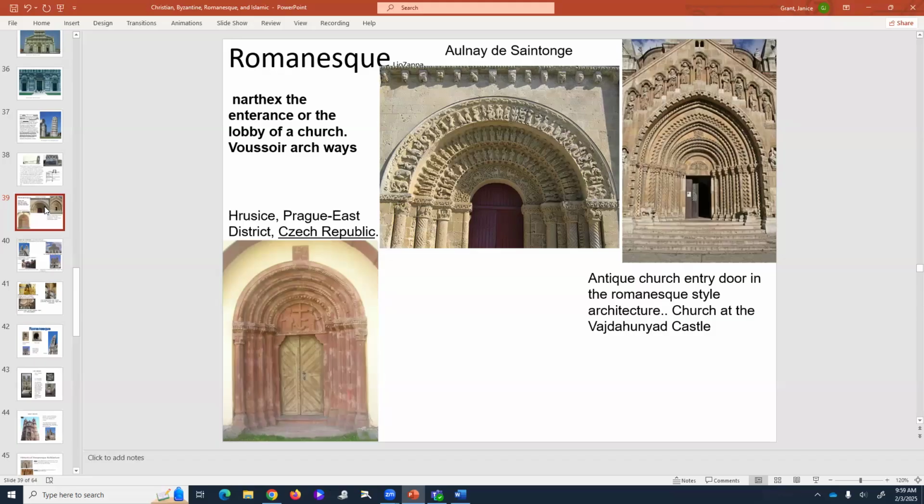Let's go ahead and start our sketch with that Romanesque. We'll have a title, Romanesque, and then we'll create something that's multiple arches here.